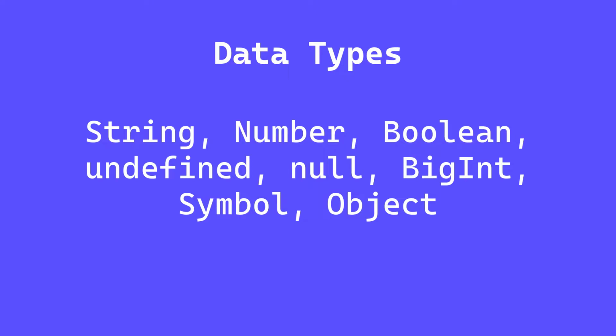So what are the different data types in JavaScript? These are all the different data types in JavaScript: string, number, boolean, undefined, null, BigInt, symbol, object. So now we will talk about all of these one by one.